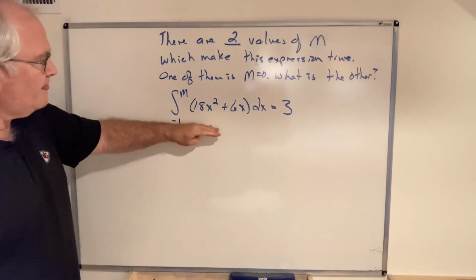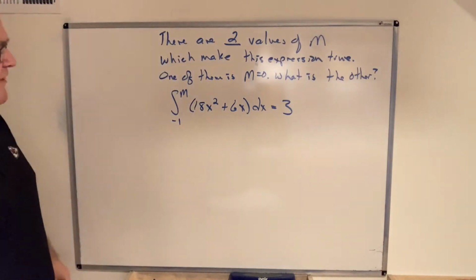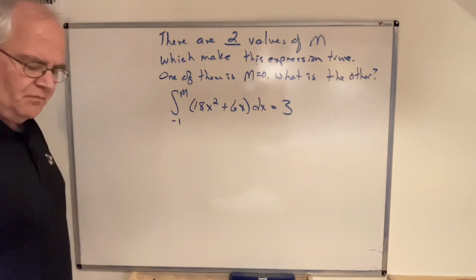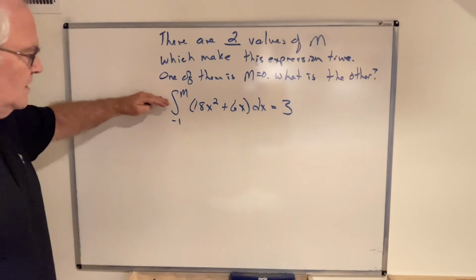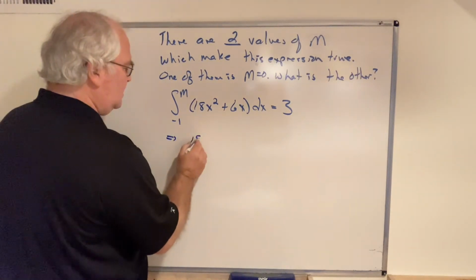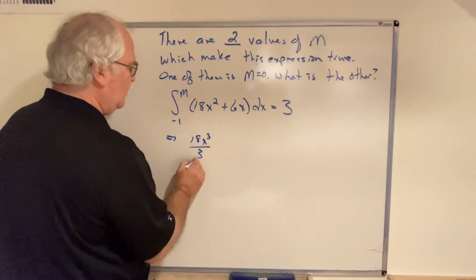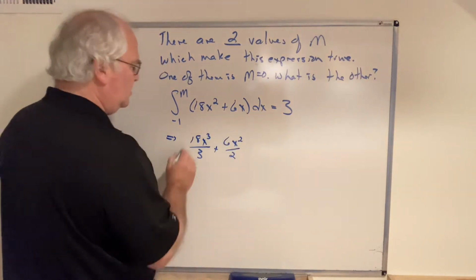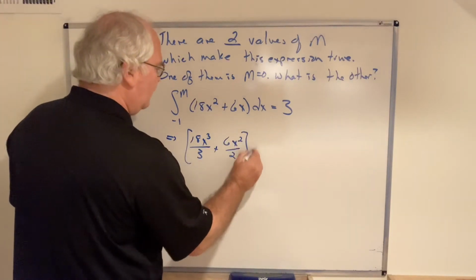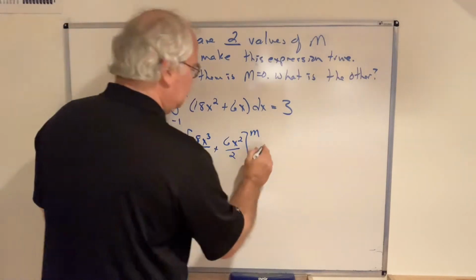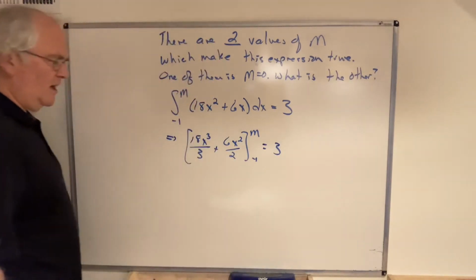So we're given that. And it says there are two values of m which make this expression true. One of them is 0. What is the other one? So do the calculus. The calculus says, find the antiderivative. This is 18x to the third over 3 plus 6x to the second over 2. And that's evaluated from -1 to m. Remember, m is the value of the upper limit of integration. But we're given that's equal to 3.